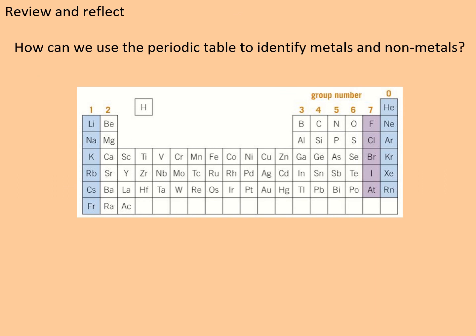Hopefully you'll be able to answer this question now. So how can we use the periodic table to identify metals and non-metals? If we think back to the periodic table we've drawn, you would remember your step line starting underneath boron and going down and across like this towards astatine at the end. So elements to the right hand side of this step line are the non-metals, to the left are metals excluding hydrogen, which is a non-metal, and those touching the step line, excluding aluminium and astatine, are our metalloids. Okay, but non-metals on the right hand side, metals on the left hand side.